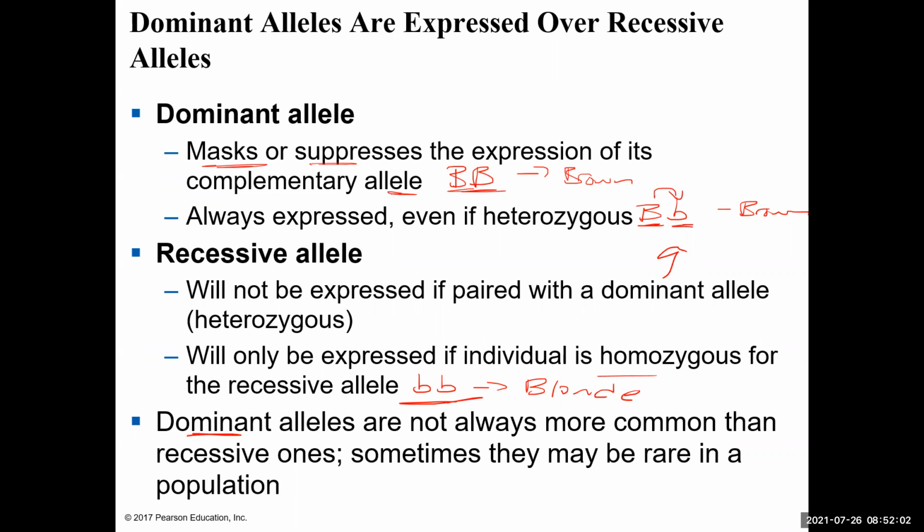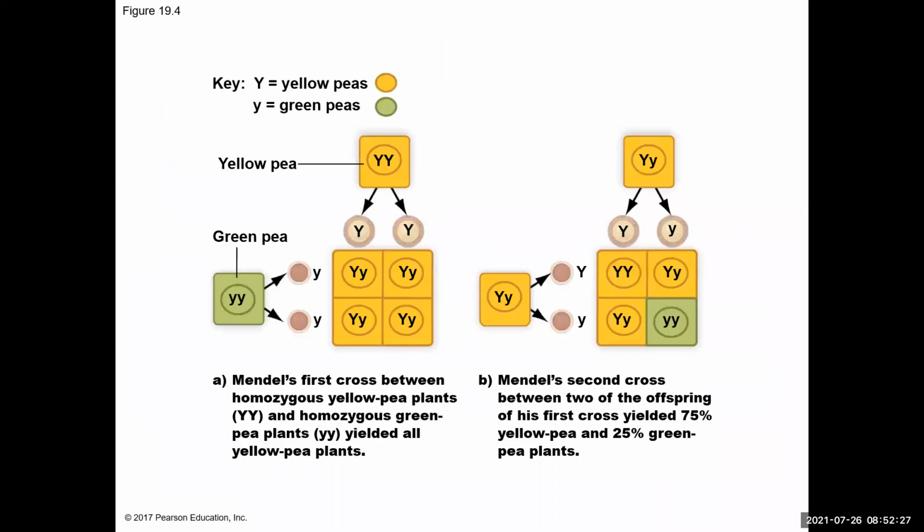However, just because it's labeled as dominant does not mean it's more common than the recessive. Dominant alleles can be rare in the population. It's just that whenever it shows up with a recessive allele, it suppresses that allele. Okay, so dominant doesn't mean more common. It means it's dominant in terms of the expression when paired with the recessive allele.